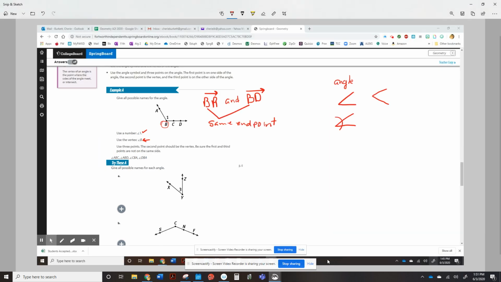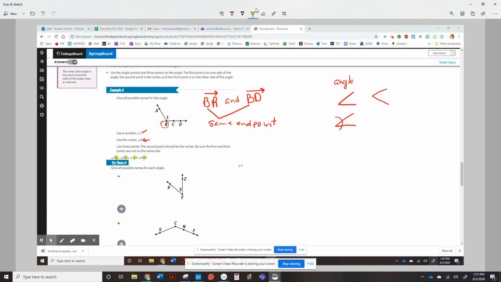I think it's this one. So for this one, here they've got them named all down here. Notice on every single one of these, let me get my highlighter, what's the middle letter? The middle letter is B. So that's a must when you're naming an angle using the 3 letters: the vertex must be the middle letter.